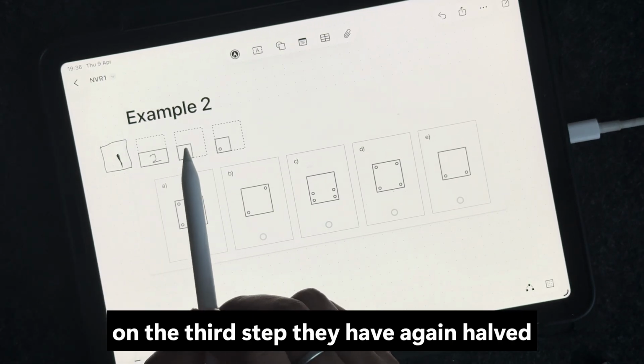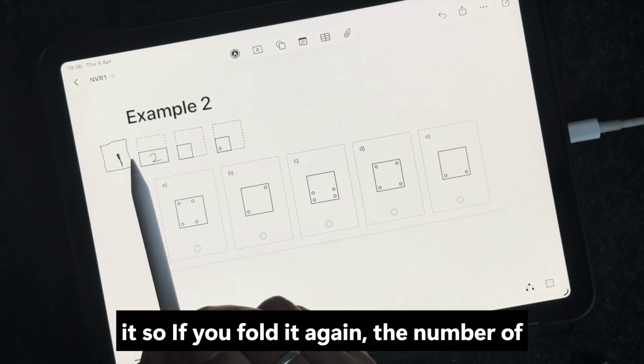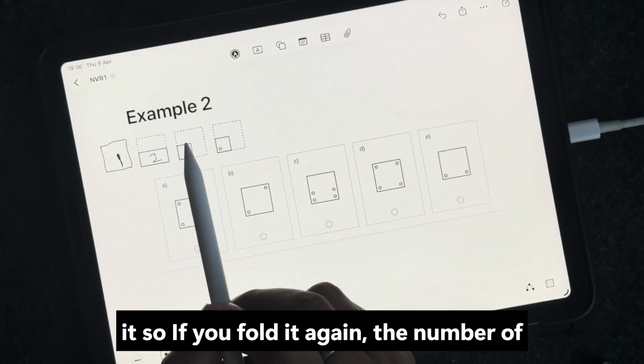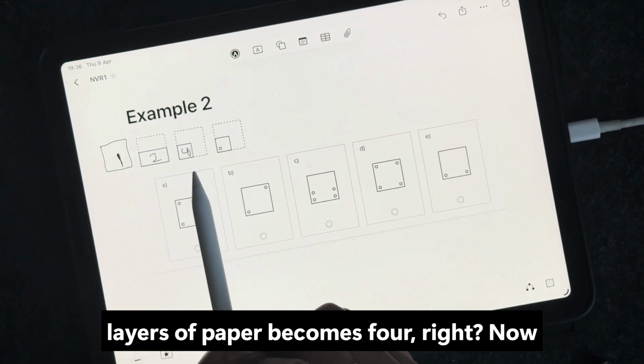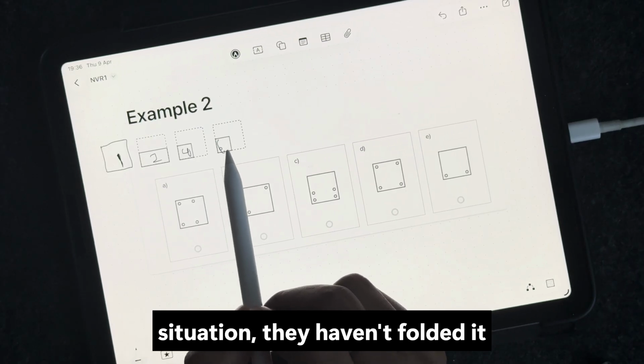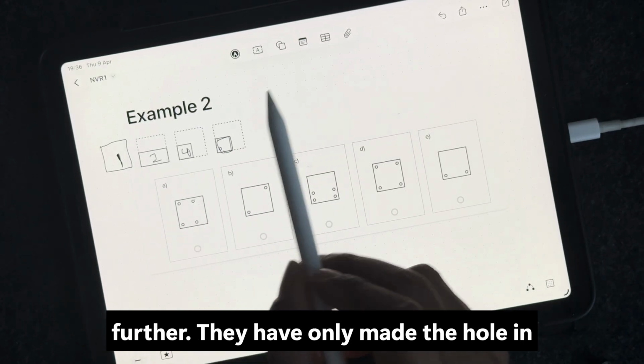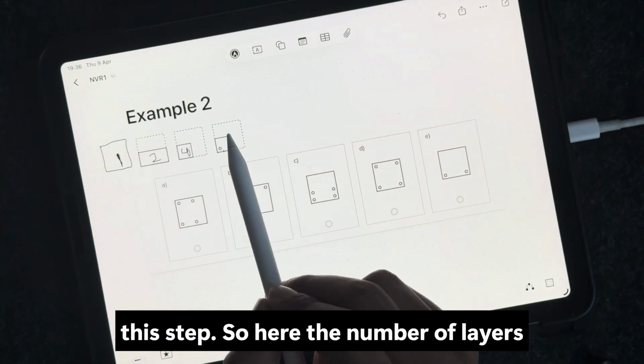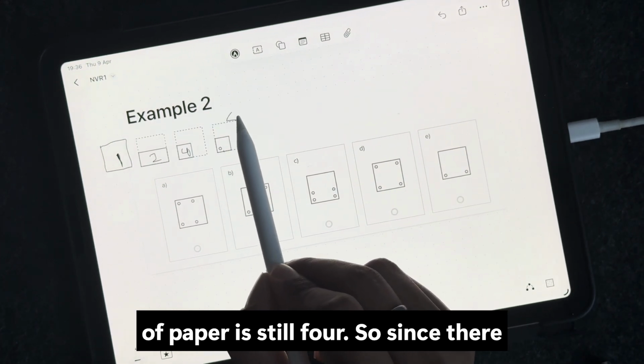Now, on the third step, they have again halved it. So if you fold it again, the number of layers of paper becomes 4, right? Now, if I make a hole here, in this situation, they haven't folded it further. They have only made the hole in this step. So here, the number of layers of paper is still 4.